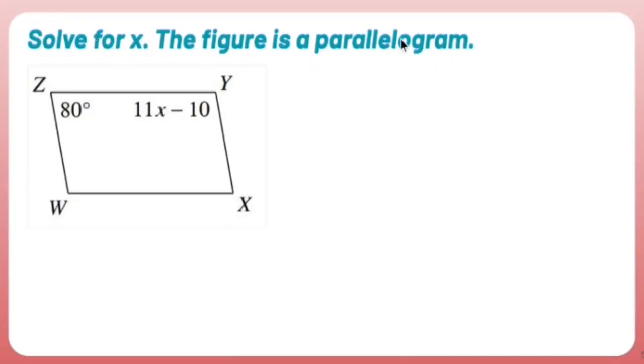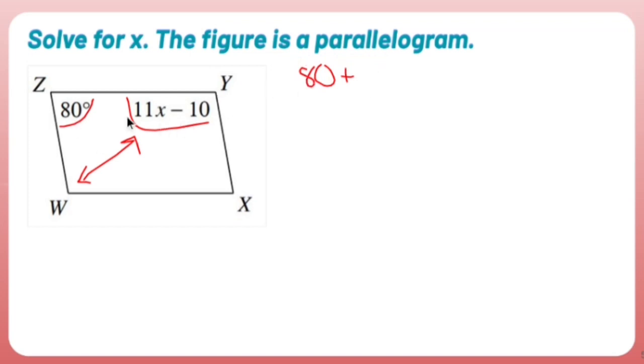Solve for x, the figure is a parallelogram. All right, what do we have? We have two angles that are adjacent to each other. In parallelograms, if two angles are right next to each other, those angles add up to 180 degrees. Now, if they were opposite of each other, they would be congruent, but that's not what I have here. What I have is two angles that are next to each other, so they add up to 180.